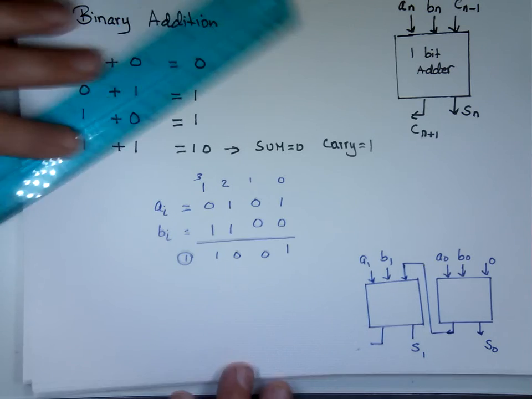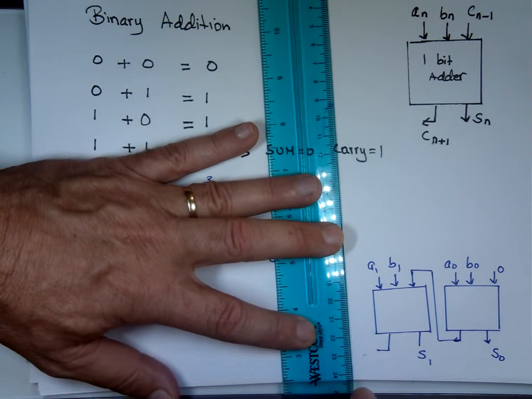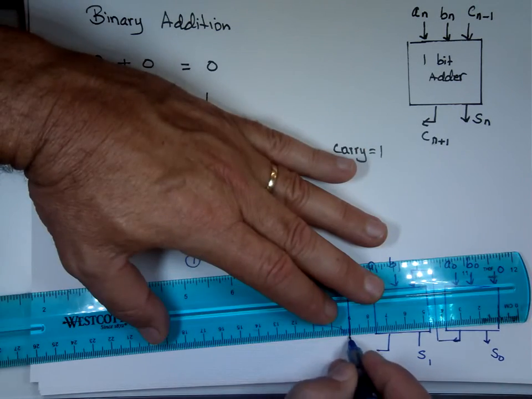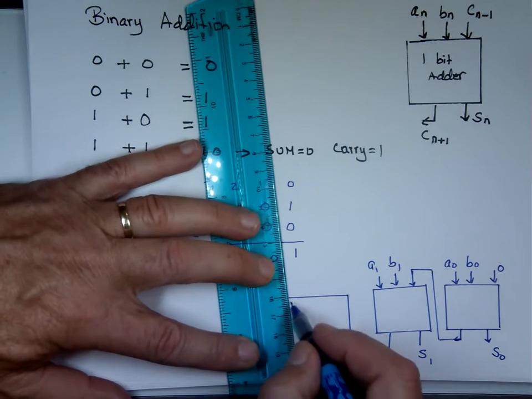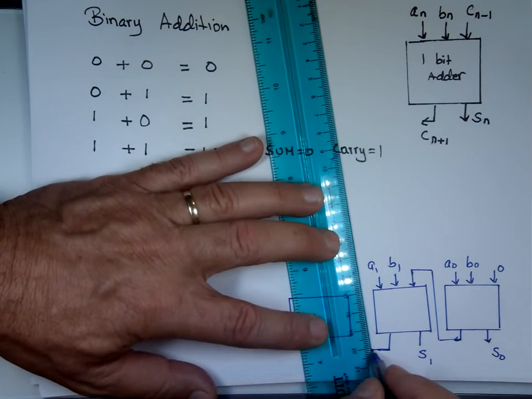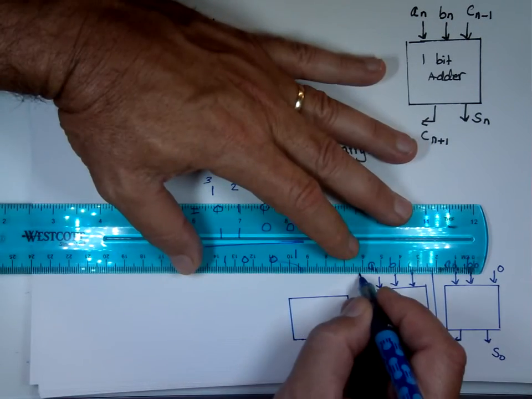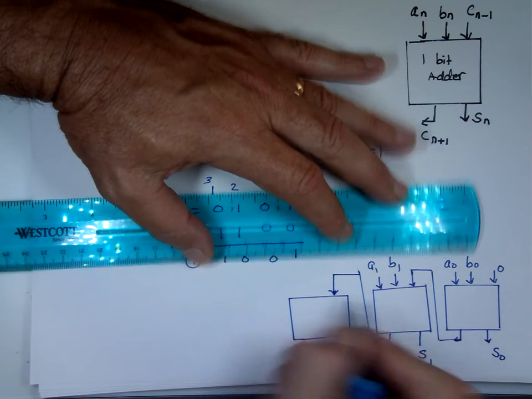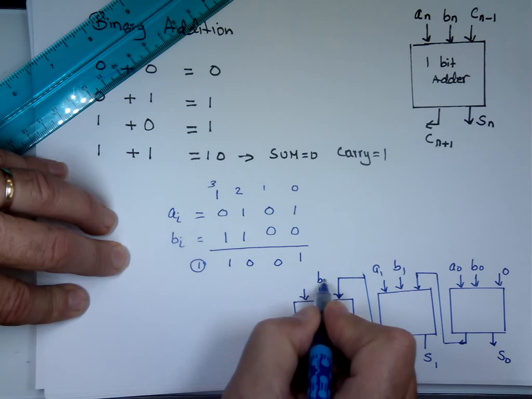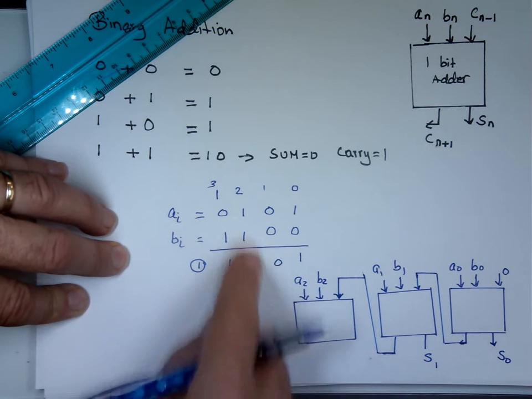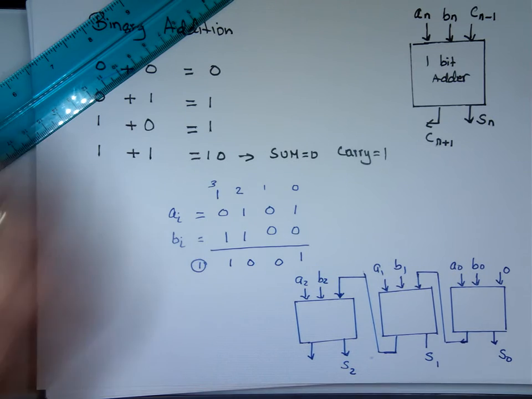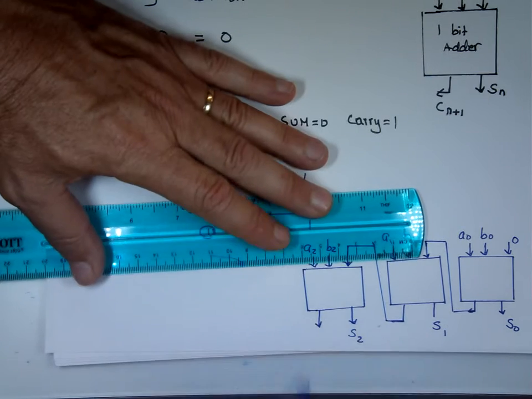Now the next bit, so this carry now comes up here, and we bring it down to the next state. And now I'm going to have two more inputs here, B2 and A2. That's this column here. It's going to give me a sum here of S2 and a carry coming out. And one more bit.